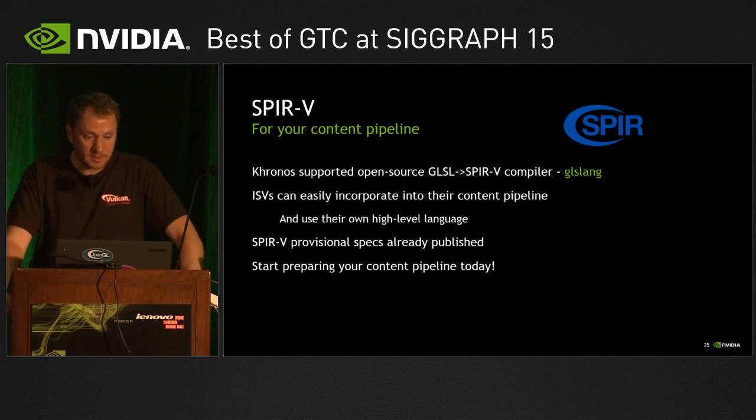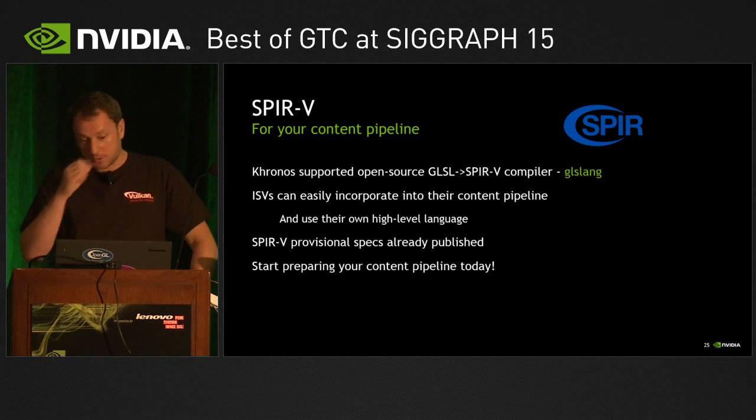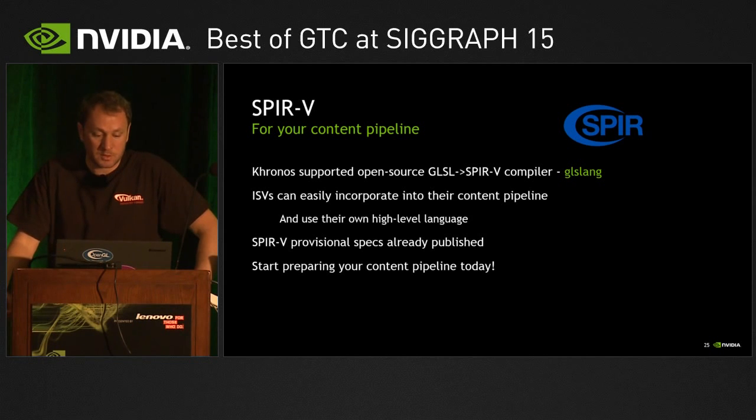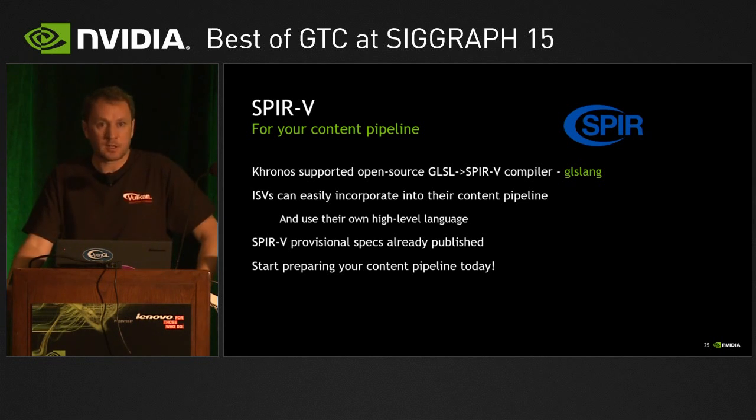So the SPIR-V spec, the provisional spec, has already been out. I think it was released at GDC. And Khronos is going to support an open source GLSL to SPIR-V compiler called GLSL Slang. And ISVs can incorporate this tool or any other tool they like, whatever their high-level language is, into their content pipeline. And as long as what they output at the end is SPIR-V, it'll work well with Vulkan. And since the spec is already published, this preparation work on your content pipeline can start today.